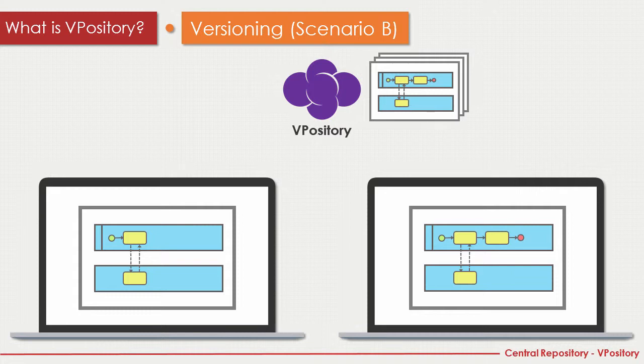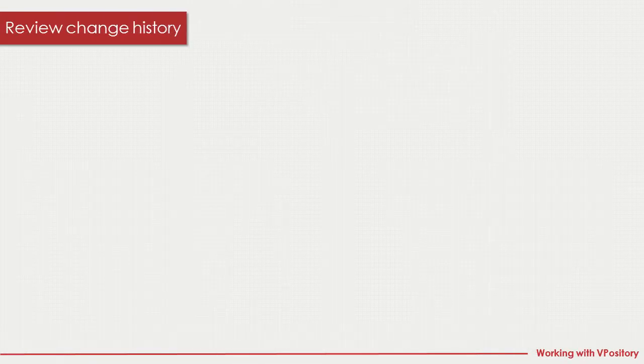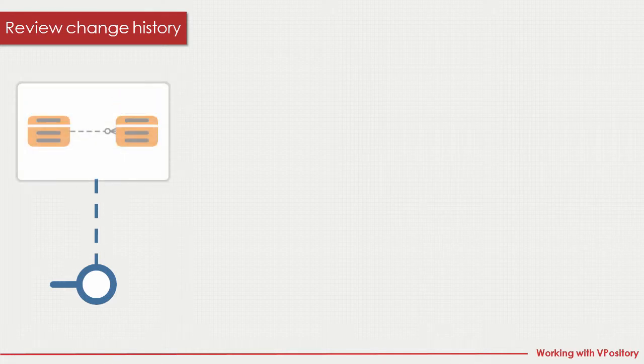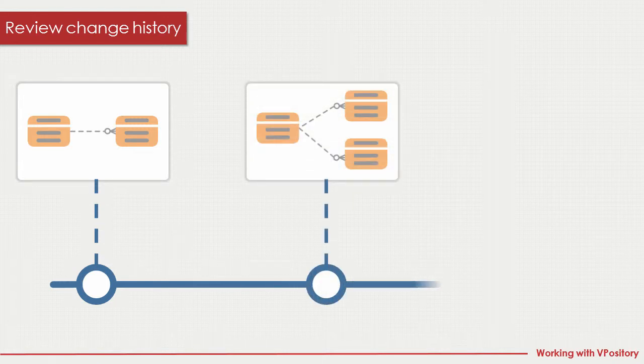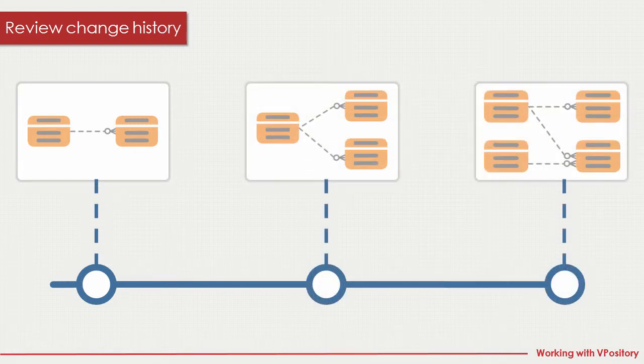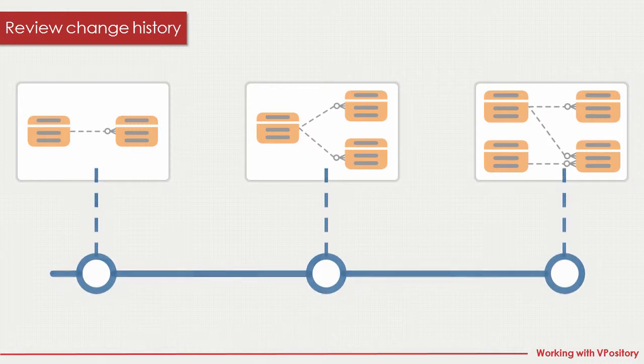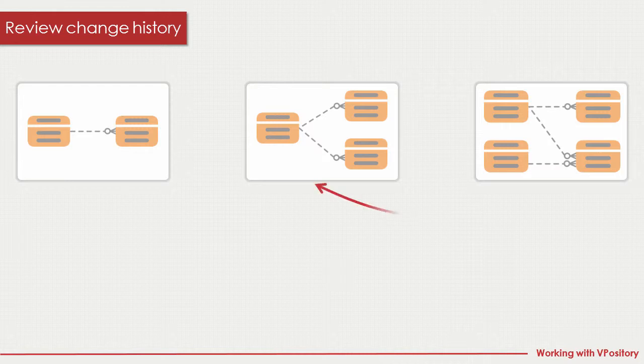The VPository not just helps you to keep the revision, but allows you to review the changes, the change histories. For example, at the beginning, you draw the entity relationship diagram with two entities. And then you keep adding entity 3, entity 4 into the diagram and keep committing to VPository. So later on, you can compare these revisions.